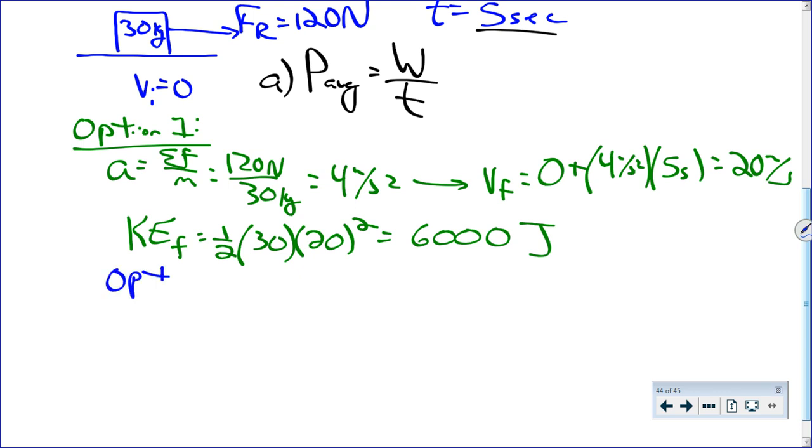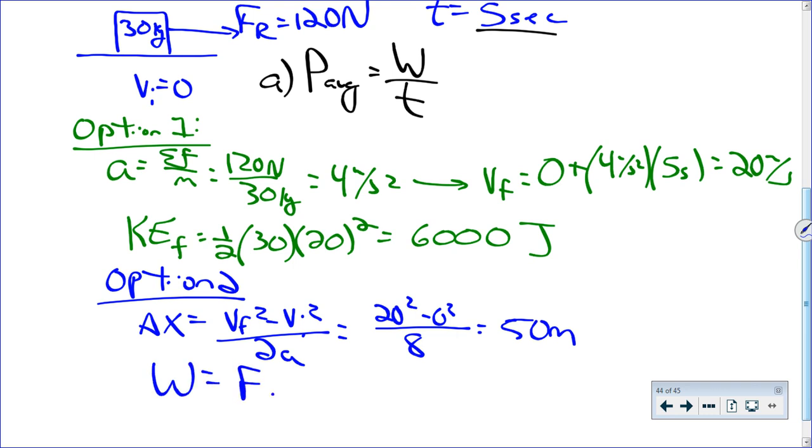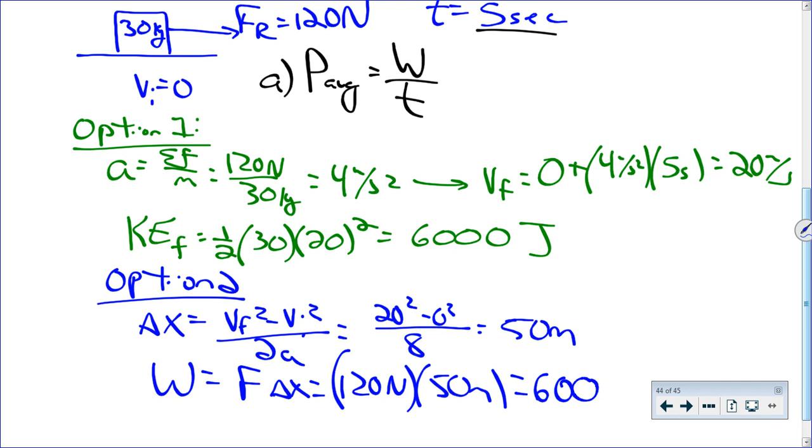Option 2 would be to find your change in position, which is Vf squared minus Vi squared, all over 2a. That's 20 squared minus 0 squared, all over 8. So 20 squared is 400, and that gives you 50 meters. Then work equals force times displacement, so our force is 120 newtons times 50 meters, and that also gives you 6,000 joules. So no matter how you slice it, the work done is 6,000 joules.